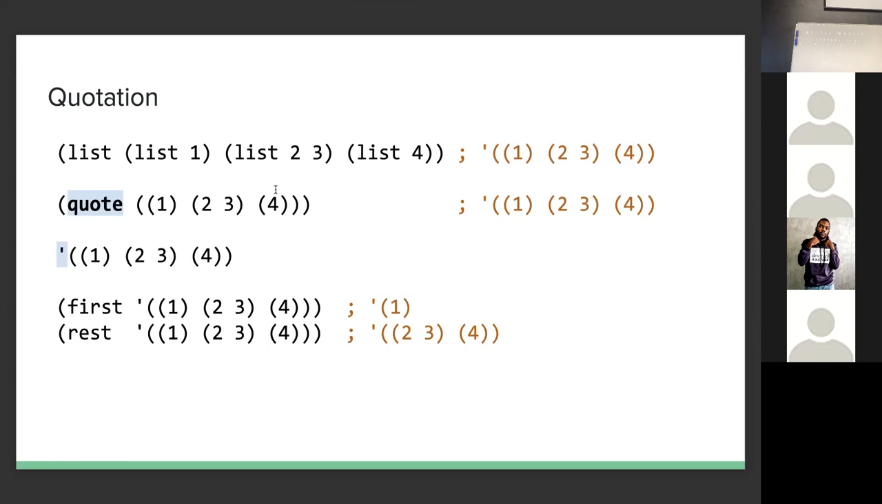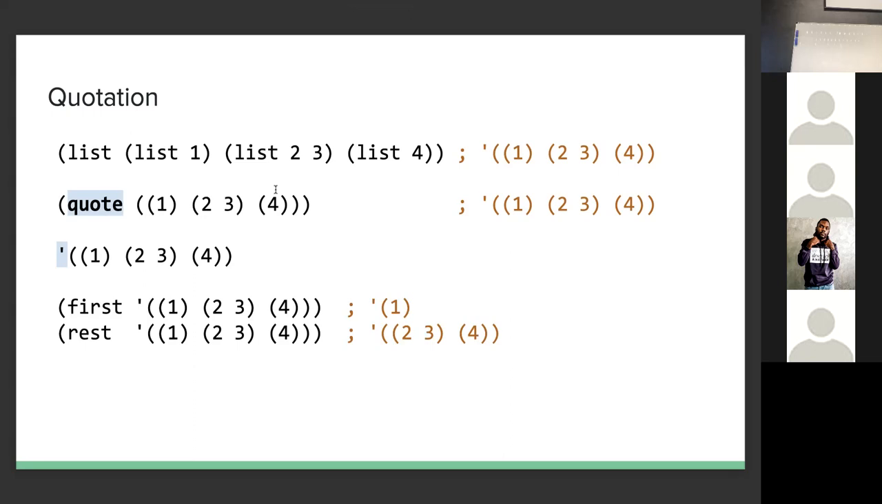Okay, so you can use this to simplify some constant expressions. For example, you can do the first of this list and you will get the result, or you can do the rest of this quoted list, and you will get the result. Now, where this will be extra useful is when you have more complex structures.